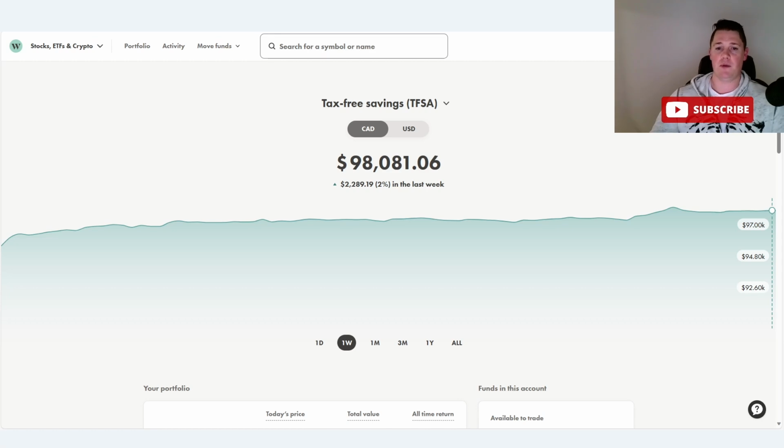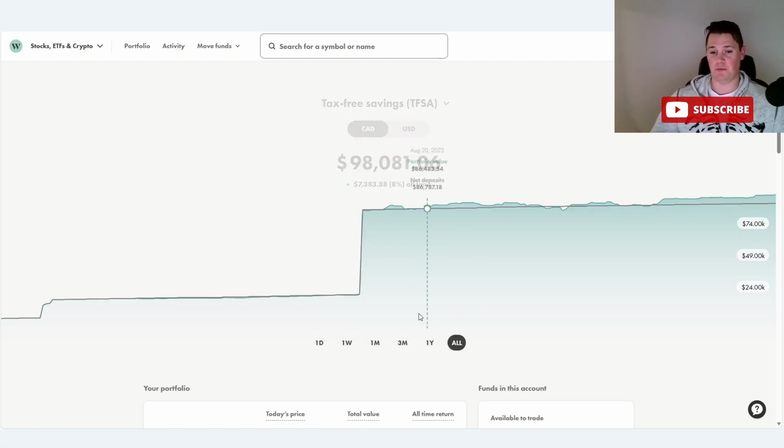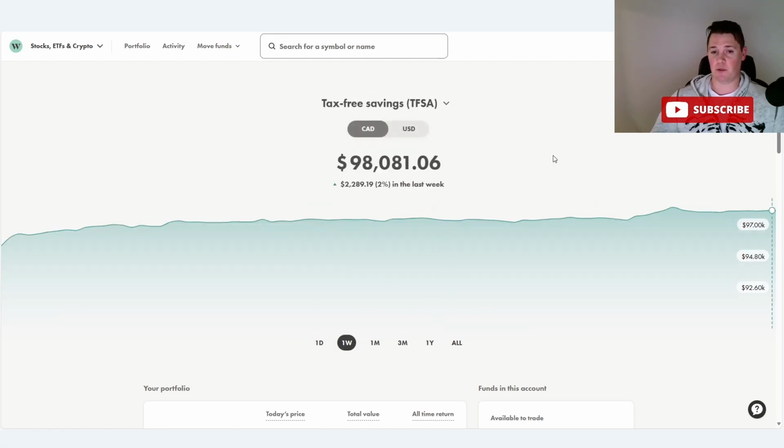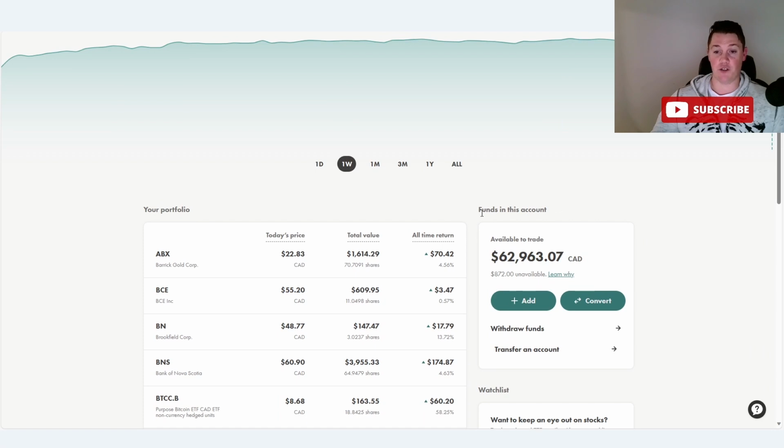So the portfolio is at around $98,000. Since me creating this, it is up 8%, so not too bad. Over this last week, it is up $2,200, so about 2%, kind of in line with the broader market. Happy with that so far. I do still have a ton of cash, around $63,000.